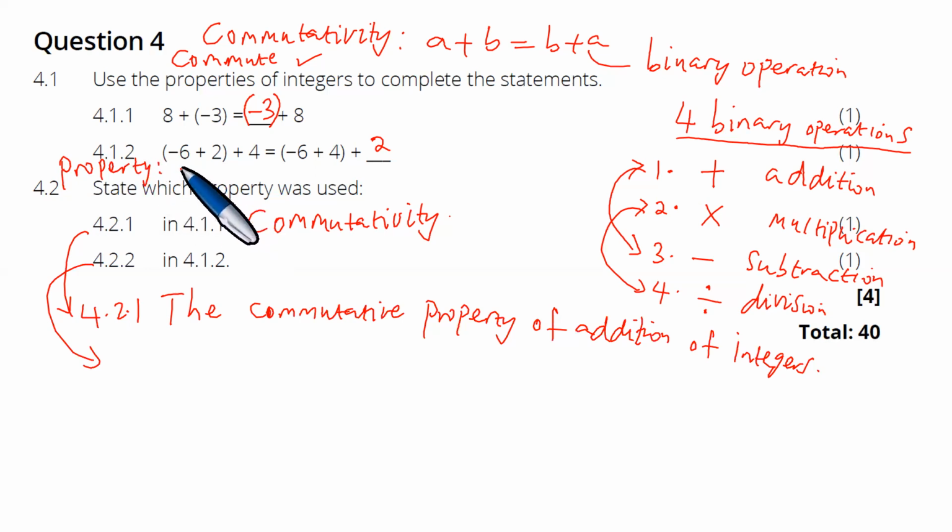And the property in 4.2.2 pertains to what we call the use of parentheses. So if you have A plus B plus C, it is the same as A plus B plus C, with the brackets in a different place, like this. So that becomes the property. This property is called the associative property of the addition of integers. In other words, this one is called associative.